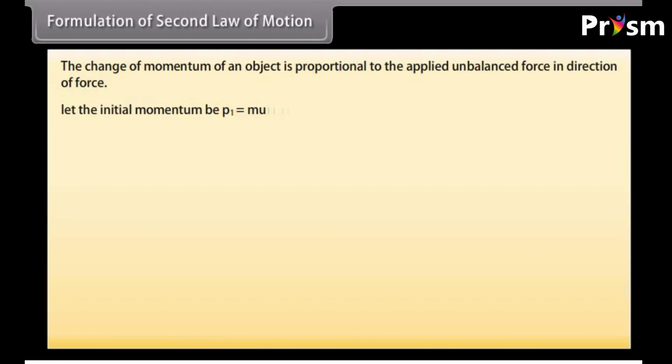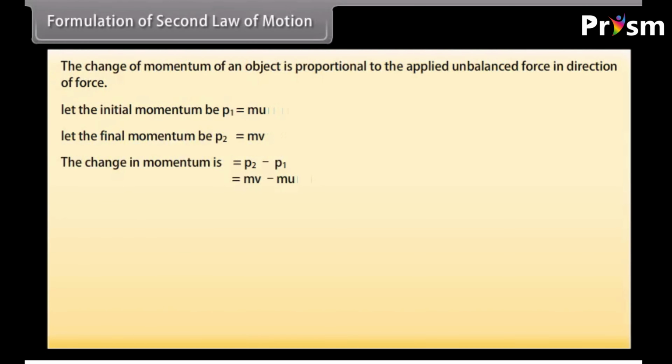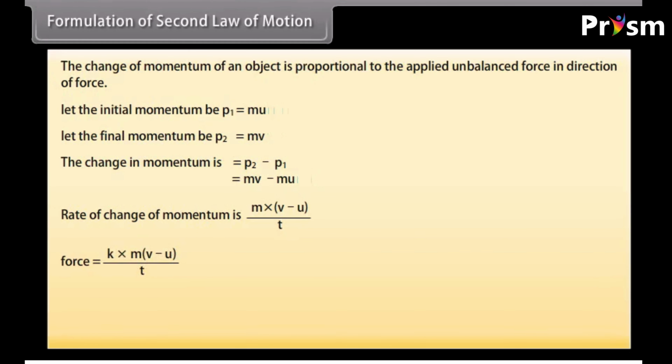Let the initial momentum be P1, which is equal to mu. Let the final momentum be P2, which equals mv. The change in momentum is P2 minus P1, which equals mv minus mu. Rate of change of momentum is m into (v minus u) whole upon t. Force is equal to k into m into (v minus u) whole upon t. Force is equal to kma, where k is the proportionality constant.